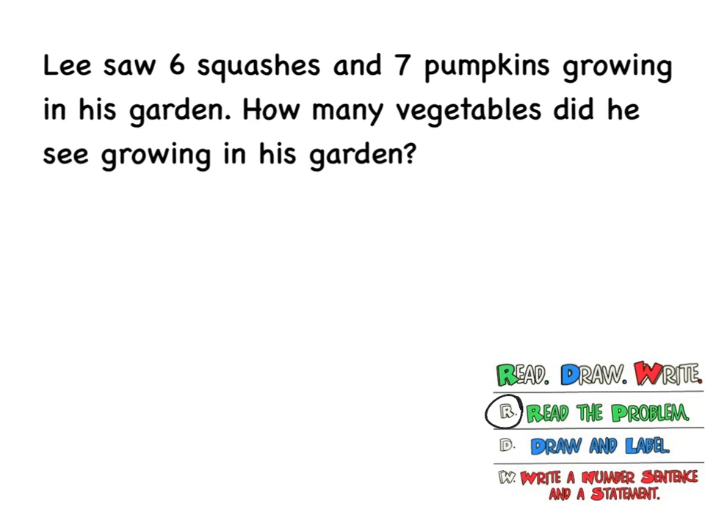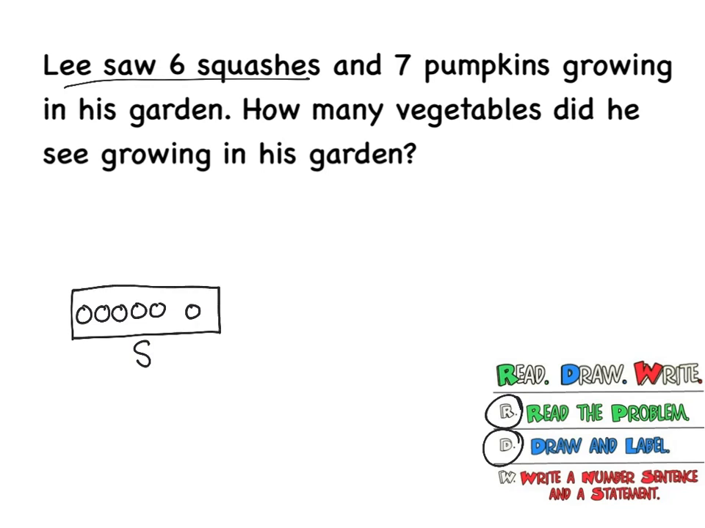All right, now the next step is to draw and label. Like Miss Norgate said, it's really helpful if you break up the story problem into little pieces. So let's read this first part first. Lee saw 6 squashes. All right, now remember, we are using a tape diagram today. So I'm going to draw 6 circles for the 6 squashes. And I'm going to label it with S for squashes. I'm going to put a rectangle around it, and now I already have one part of my tape diagram.